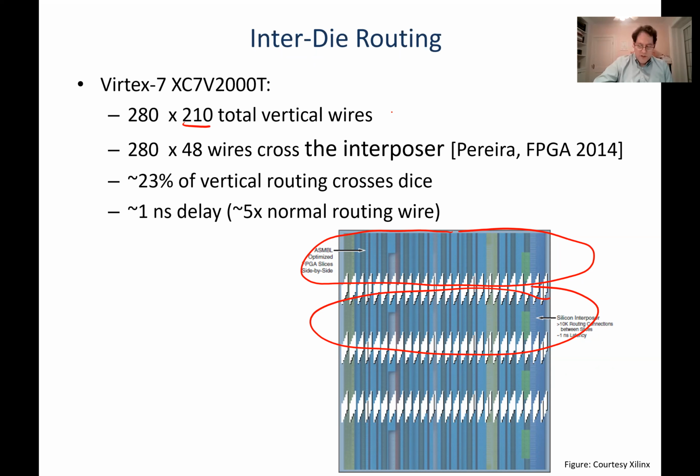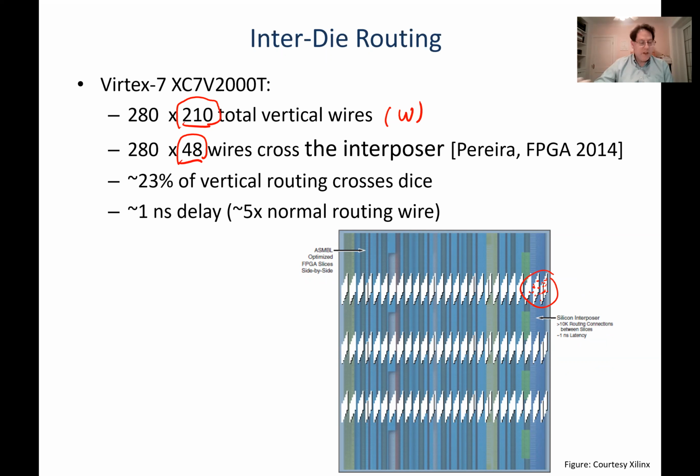So W equals 210. Now, they actually can't get all of those wires across the interposer. The interposer provides micro bumps, which is a lot better than what you can do in a normal package, but it's still not as dense as the wiring you have on a single 28 nanometer chip. So where they cross between interposers, they can't get 210 wires across, they can only get 48 across. To get 48 across, they have micro bumps all over this region near the interposer boundary. That allows them to get 48 wires for each channel across the interposer. If you do the math, that's about 23% of their vertical routing.